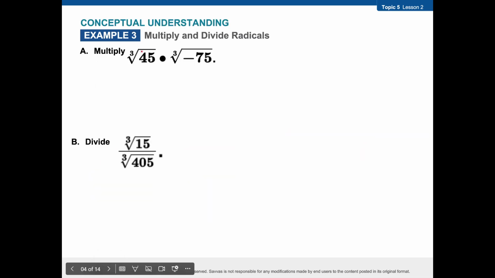Next here we have cube roots. So that means now we need 3 of a number in order for a number to come out. So you could multiply 45 times negative 75. It's going to be a very big number. So I would just try maybe doing your family tree from here.